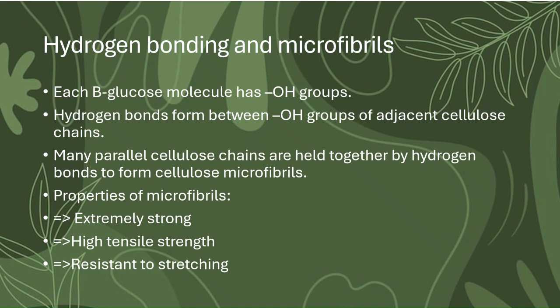So anyway, going back to this, hydrogen bonds form between OH groups of adjacent cellulose chains, and many parallel cellulose chains are held together by hydrogen bonds to form cellulose microfibrils. The properties of microfibrils are that they are extremely strong, they have high tensile strength, and they are resistant to stretching.